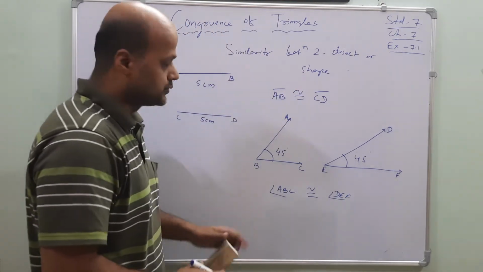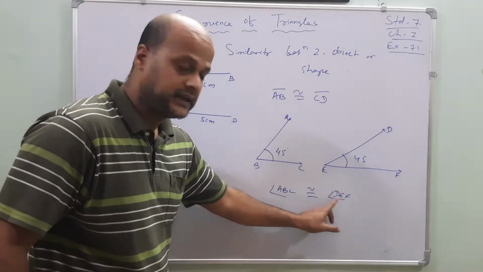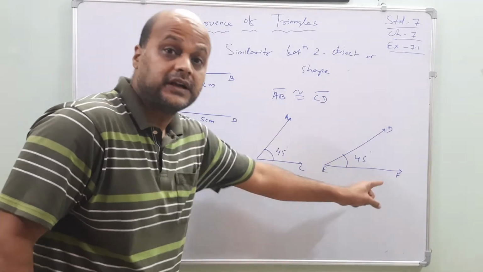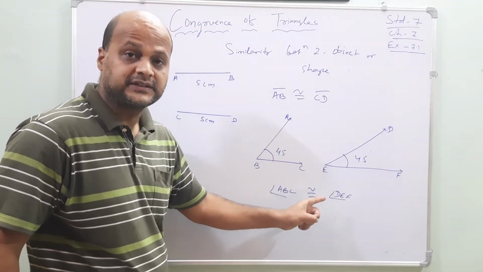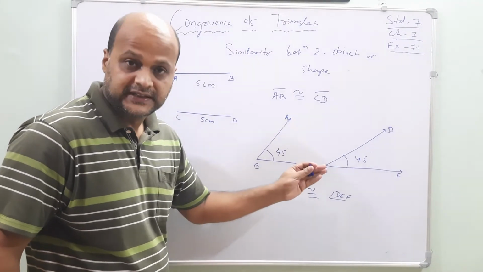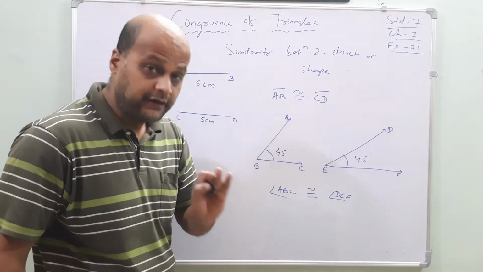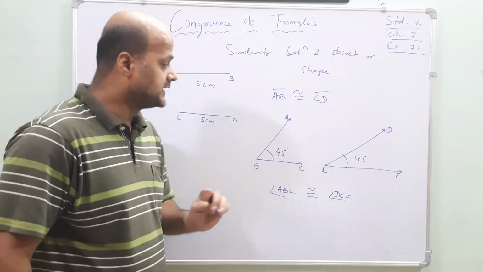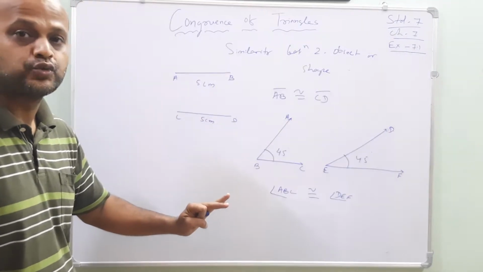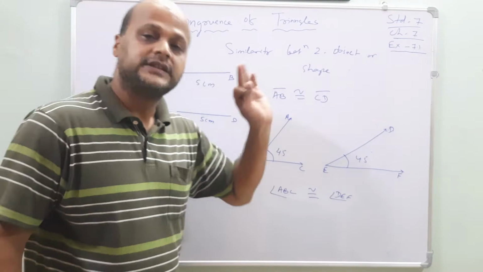Remember, my dear friends, whenever an angle is written, the vertex point will be written in the center. What is the similarity between these two angles? Yes, the angles are 45 degrees. Yes or no? So in this manner, the meaning of congruence is the similarity between two objects or two shapes.